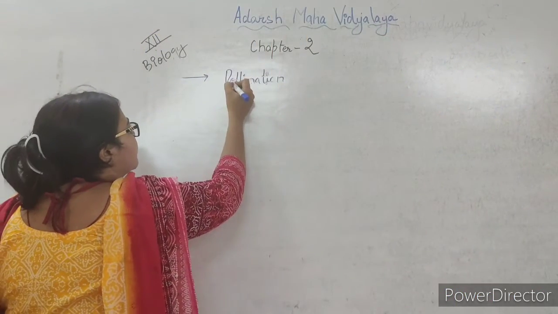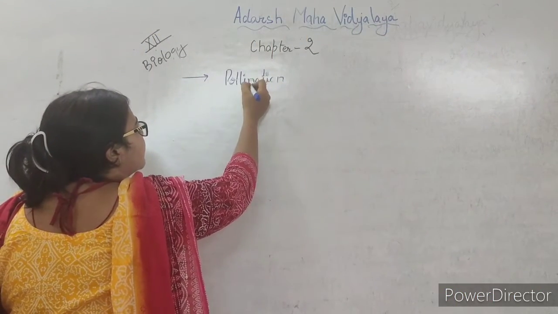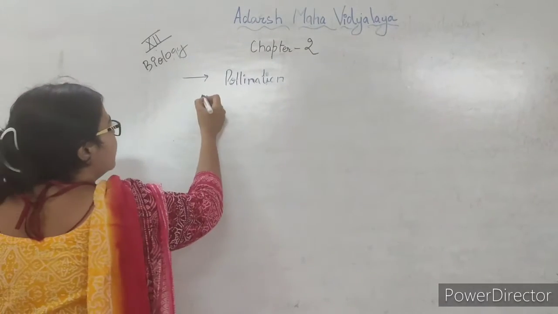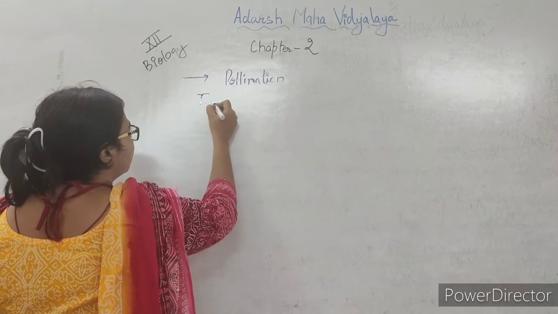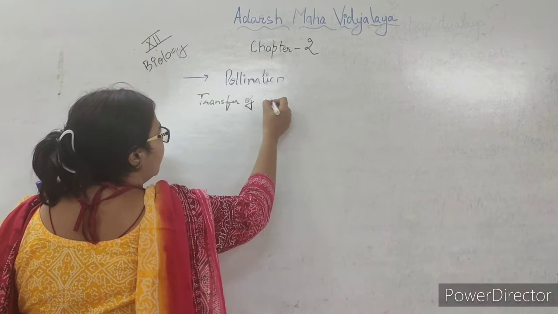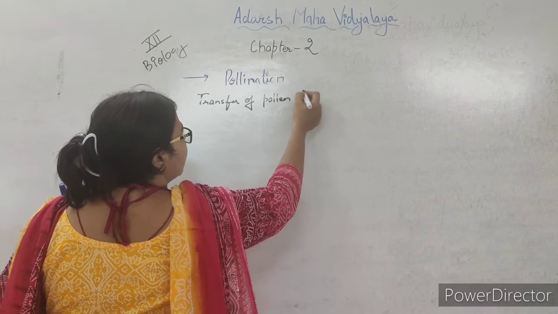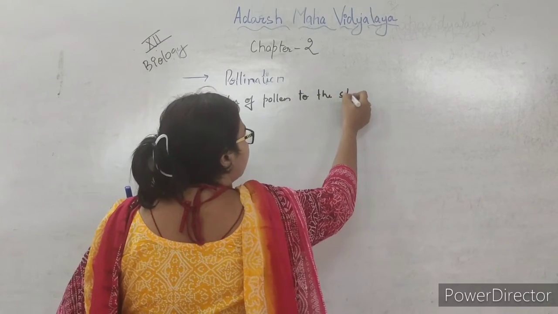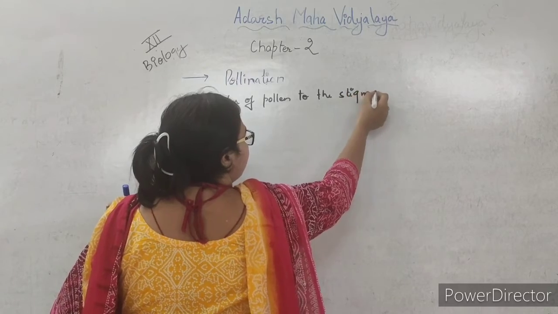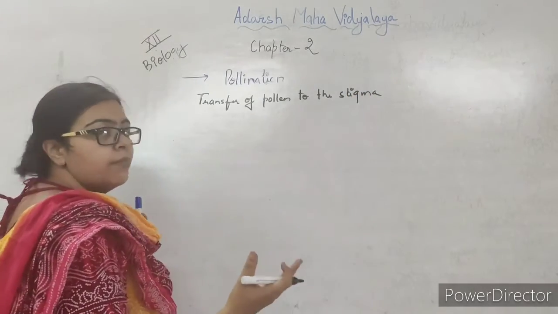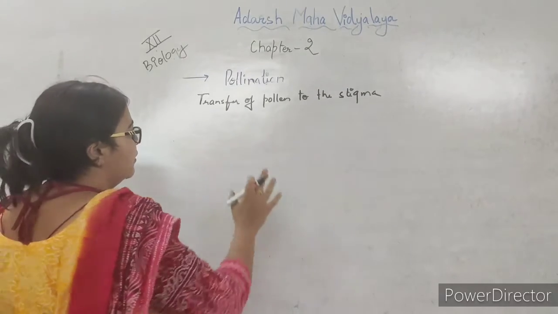Pollination. Pollination is nothing but the transfer of pollen to the stigma. That is, transfer of pollen from anther to the stigma of the flower.